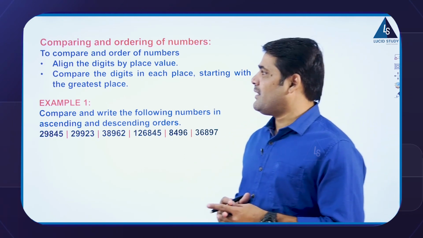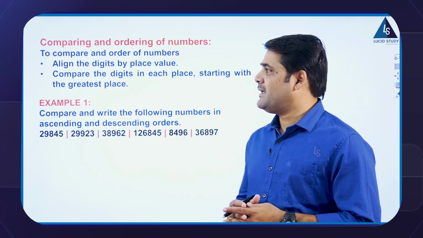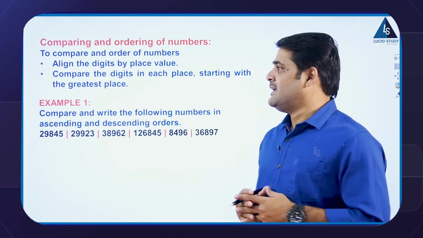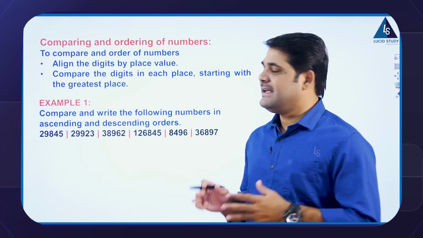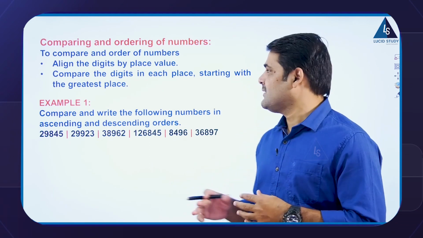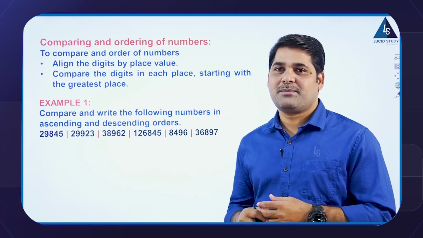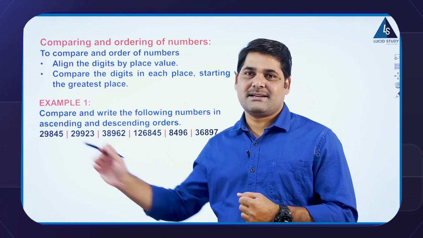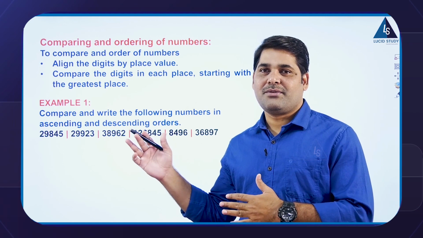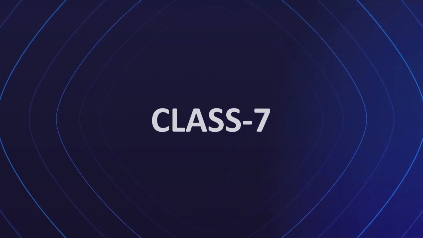See here, to compare the order of digits, we have to align the digits by their place value. By place value we need to arrange them first. Later, compare the digits in each place, starting with the greatest place value. The greatest place value will be at the extreme left, and the least place value of a number will be at the extreme right. We know this already.